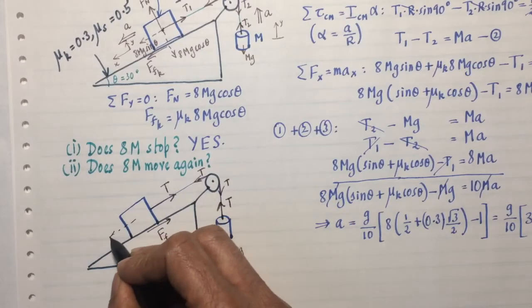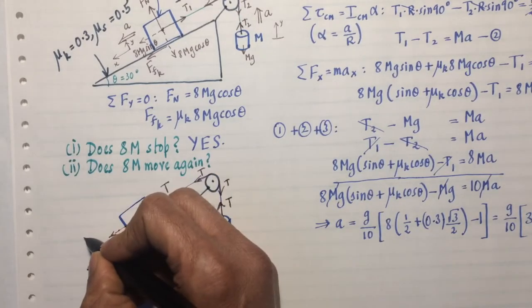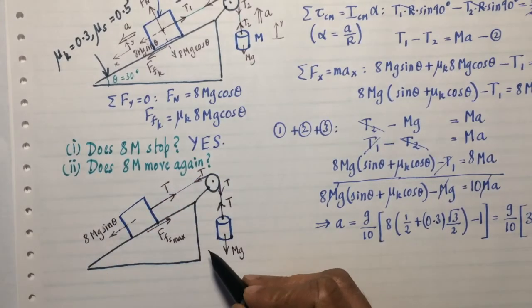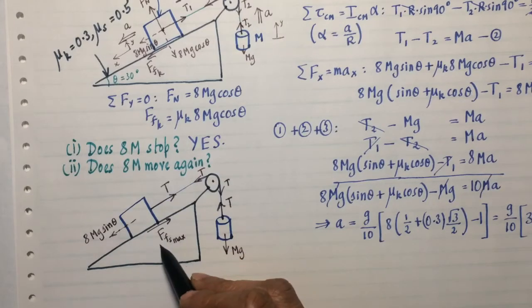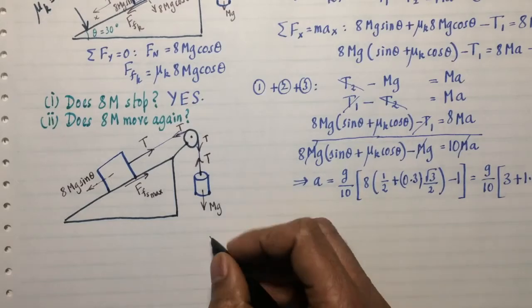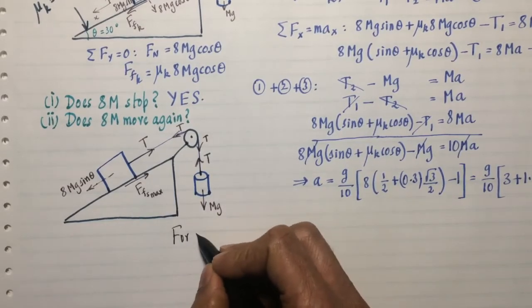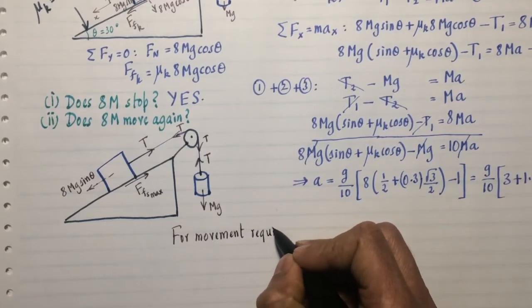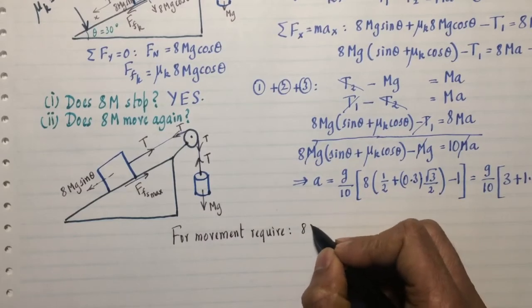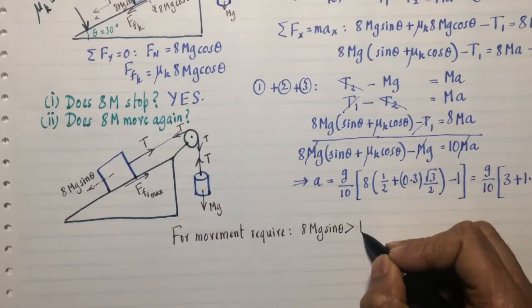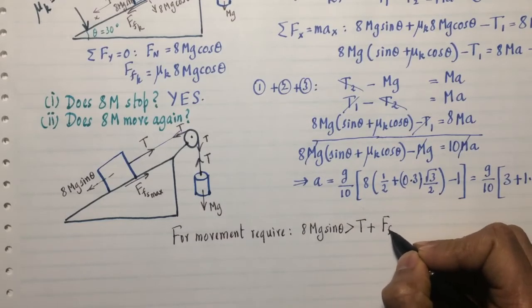And what's the possible engine that could drive this whole thing down would be 8mg sine theta. So the big question we have to examine is, is 8mg sine theta bigger than F sub s max plus T? If that is the case, then you will have movement again. So let's write that. For movement, we require that 8mg sine theta be bigger than the tension T plus the maximum force of static friction.